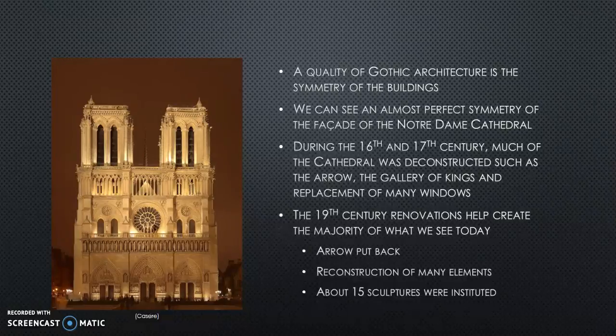During the 16th and 17th century, much of the cathedral was deconstructed, including the arrow that you will see between the 2 towers. That was actually taken down during this time. The Gallery of Kings and replacement of many of the windows were also done at this time. And then when we get into the 19th century, more renovations were made, and this is what we see today. You can see they put the arrow back, they put in more windows, just replacing them because they were old, and they reconstructed many elements, as well as put about 15 sculptures back into the cathedral.